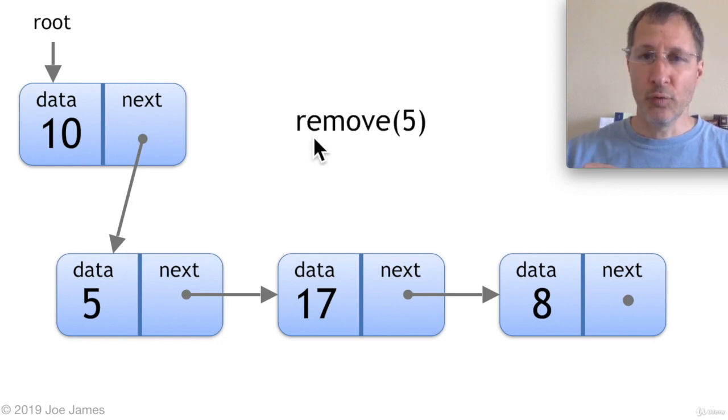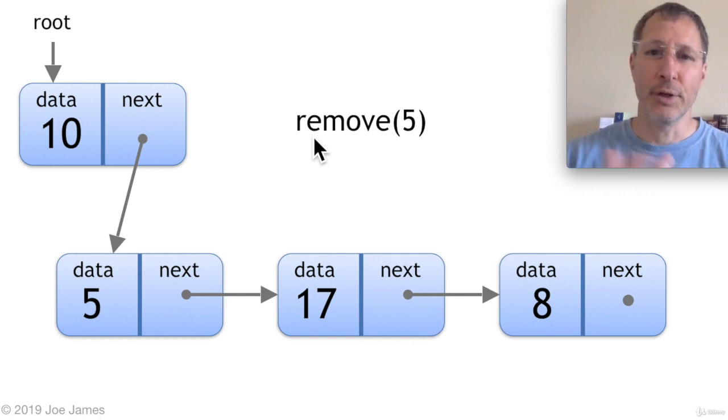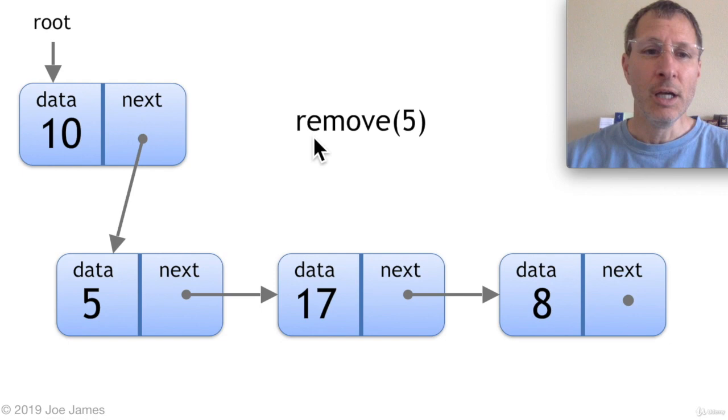Next we want to try and remove a number. So let's try and remove 5. Obviously if we try to remove a number like 200 and it's not in this linked list, then we'll get back either a false or a None, or an error or something.